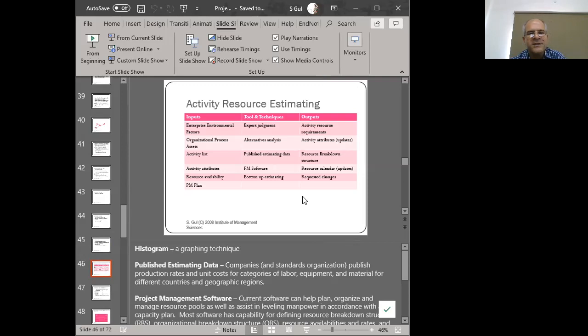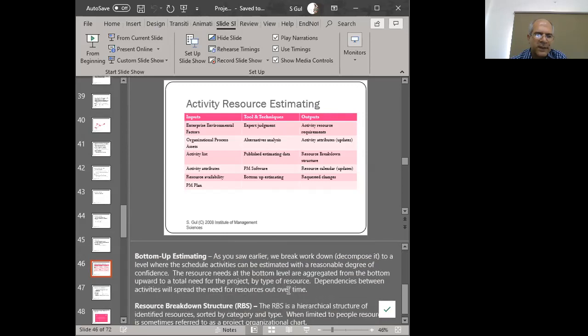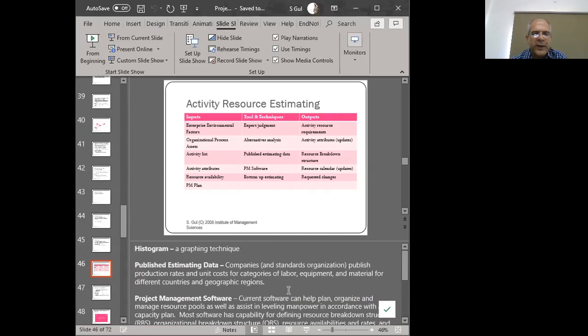Now, activity resource estimation is basically estimating the time period of an activity. Right. So one idea, again, we're concentrating upon the tools and techniques here, is to ask an expert, the person who does that work again and again, how long certain things would take to perform. So that's your expert judgment. The other is to do an alternative analysis. So if I were to do something in a different way, or if I were to use machines and so forth, then how long will it take? So that is my alternative analysis of an activity's resource estimation.